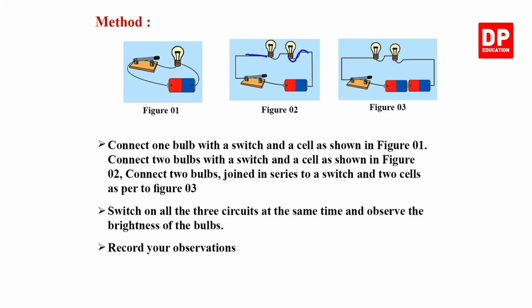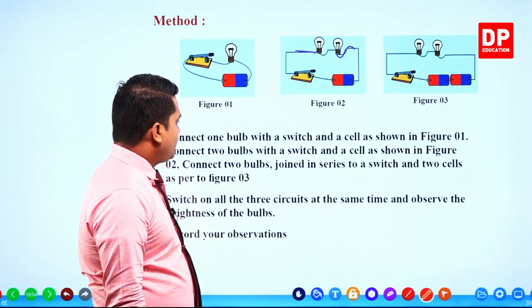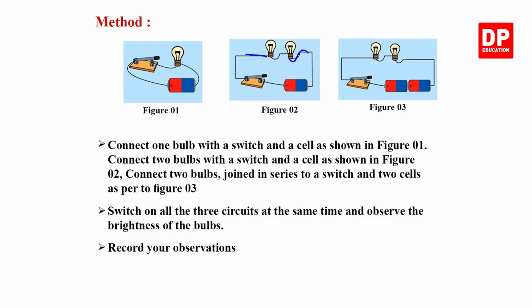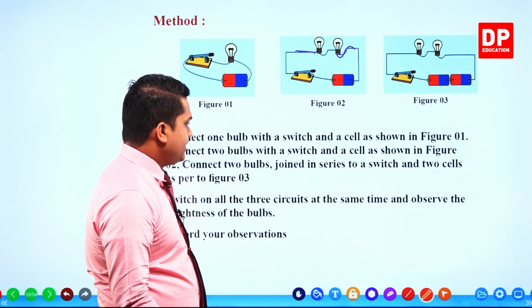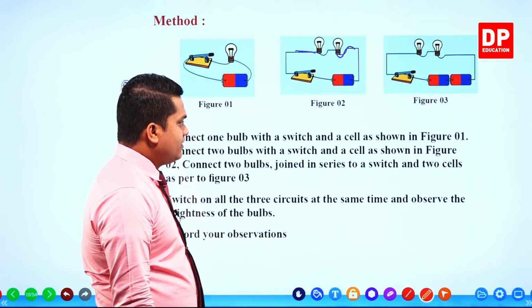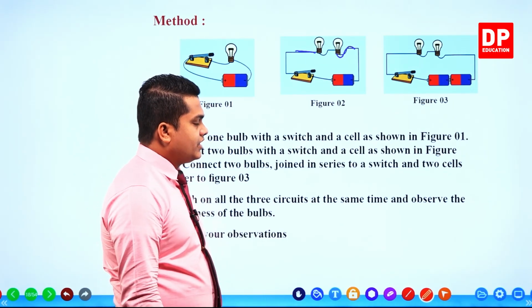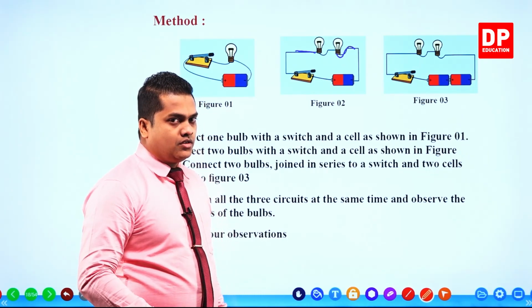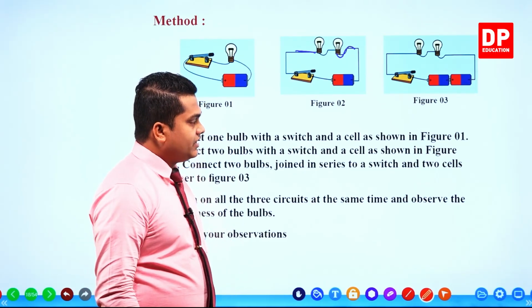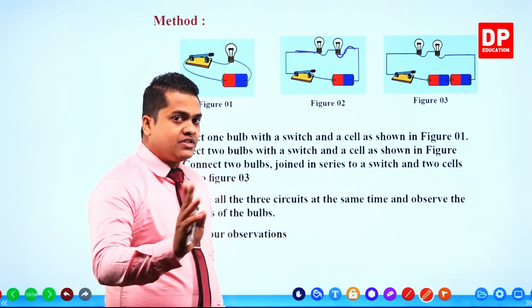Connect one bulb with a switch and a cell as shown in figure 1. Connect 2 bulbs with a switch and a cell as shown in figure 2. Connect 2 bulbs joined in series to a switch and 2 cells as per figure 3. Now, according to figure 1, 1 cell with 1 bulb. Figure 2, 1 cell with 2 bulbs in series. Figure 3, 2 cells with 2 bulbs in series.